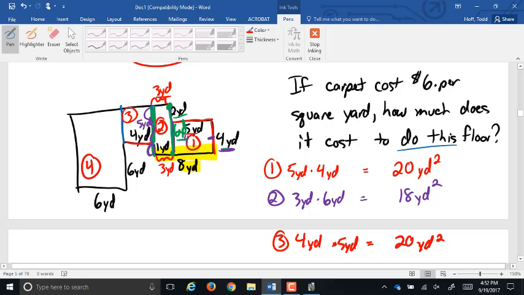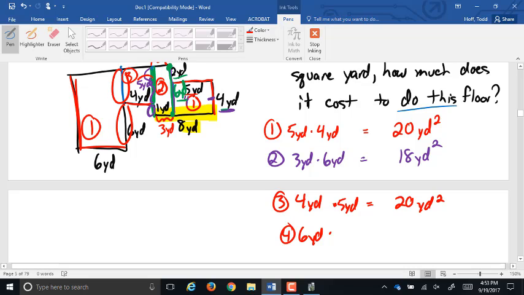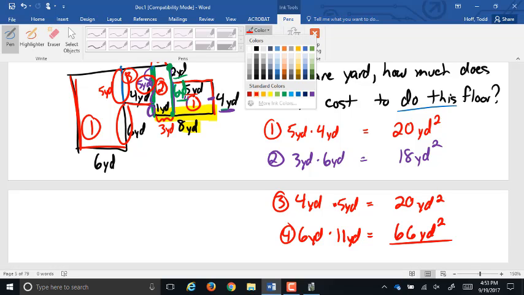The final piece here, 4. This is 6 yards. That part's easy enough to do. What's this piece? Well, this is 6, and this was found to be 5. So 6 and 5 make 11 yards. 6 times 11 is 66 yards squared.